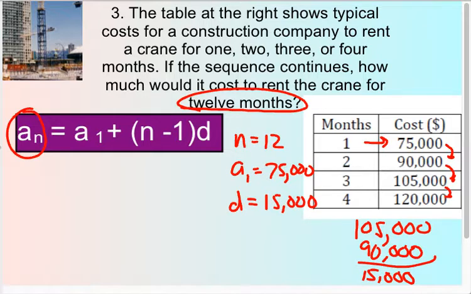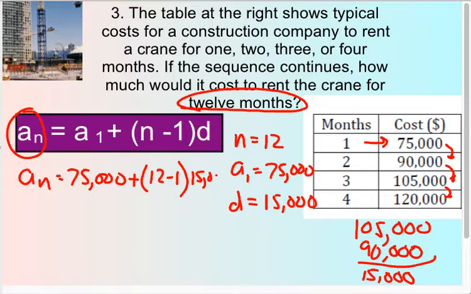is 15,000. So finding a sub n, or you could say finding a sub 12, because we're finding the 12th term. So in this case, our n is equal to 12. But we'll just leave it as a sub n for right now. That's fine. A sub 1 is 75,000 plus n, which is 12 minus 1, and then times our 15,000 right here.